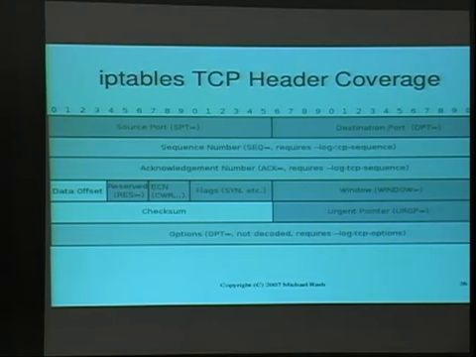TCP header coverage, similarly. Source and destination ports, of course. TCP window size. And most interesting to me is the options portion of the TCP header, and the reason for that is because passively fingerprinting an operating system via a TCP SYN packet or ACK packet or reset packet requires looking at the options portion of the TCP header, and p0f is probably the best example of a mechanism that does this.